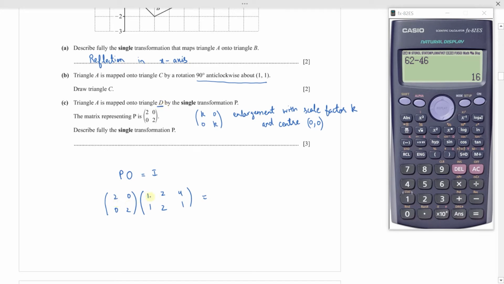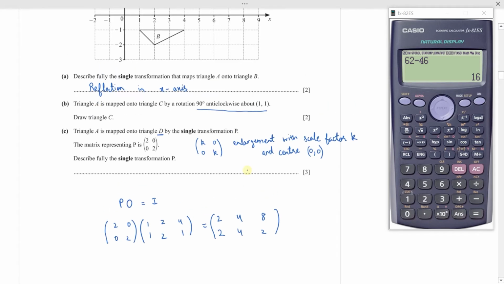If I multiply this row with this column, 2 times 1 is 2 plus 0 times 1 is 0, so this will be 2. This is 2 times 2, 4, plus 0 times 2, 0, so this will be 4. This will be 8. Then 0 times 1 is 0 plus 2 times 1 is 2, so this will be 2. This will be 4. This will be 0 plus 2, so 2. So these are the vertices of triangle D when we perform this transformation P on triangle A.